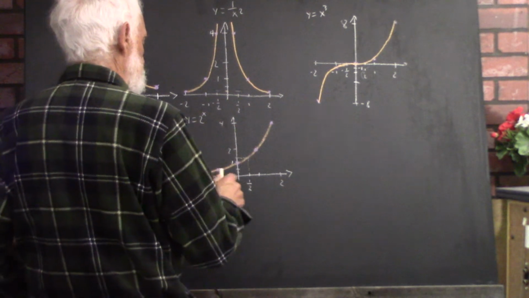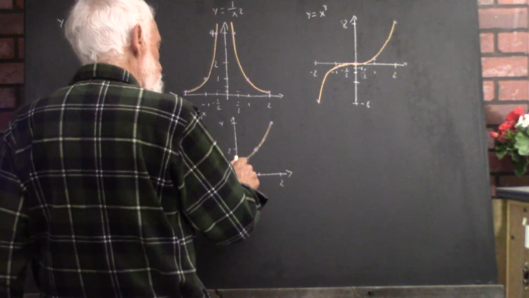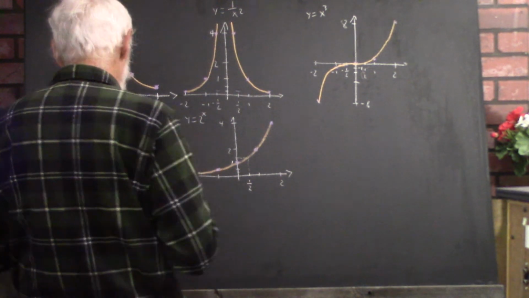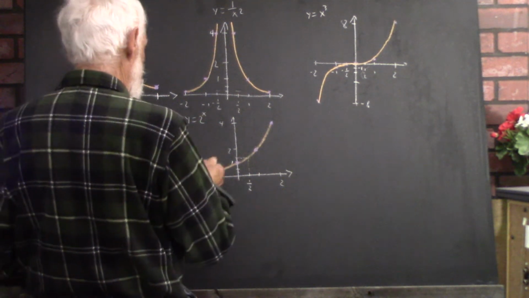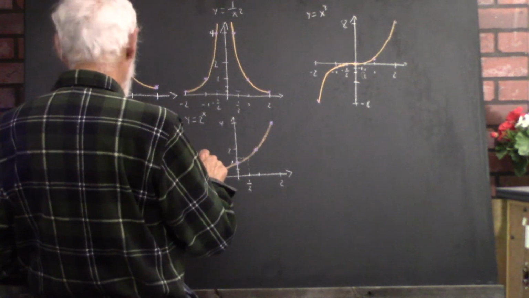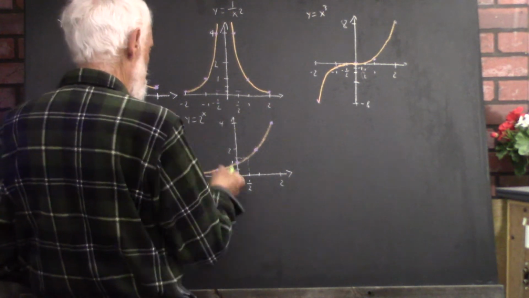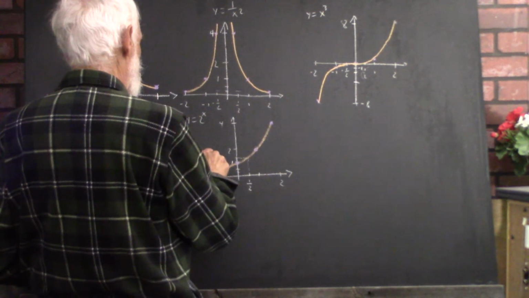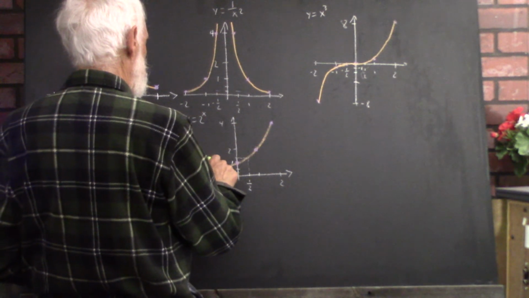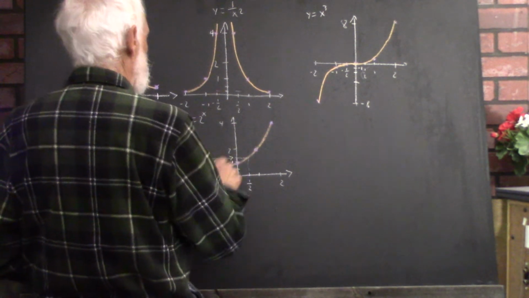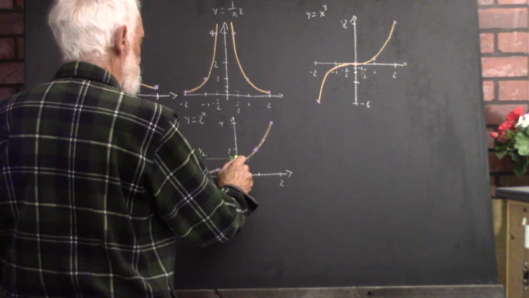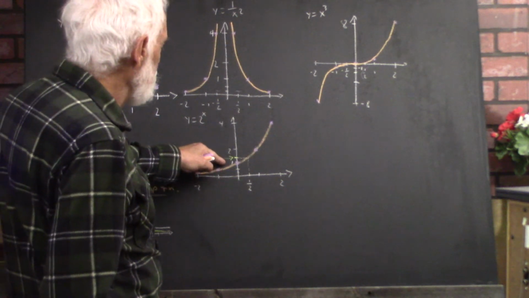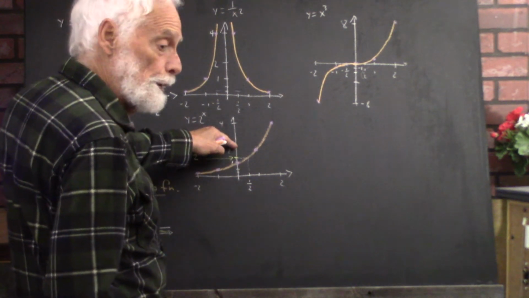So this y-coordinate is 2 to the 1/2. Let me use this color here. This color contrasts a little bit. Okay. 2 to the 1/2 is represented by this coordinate on your y-axis. Now, it's clearly not quite halfway between here and here.